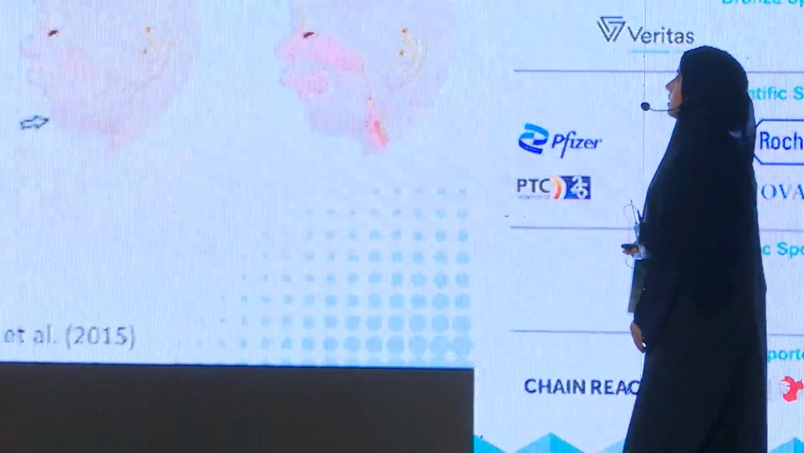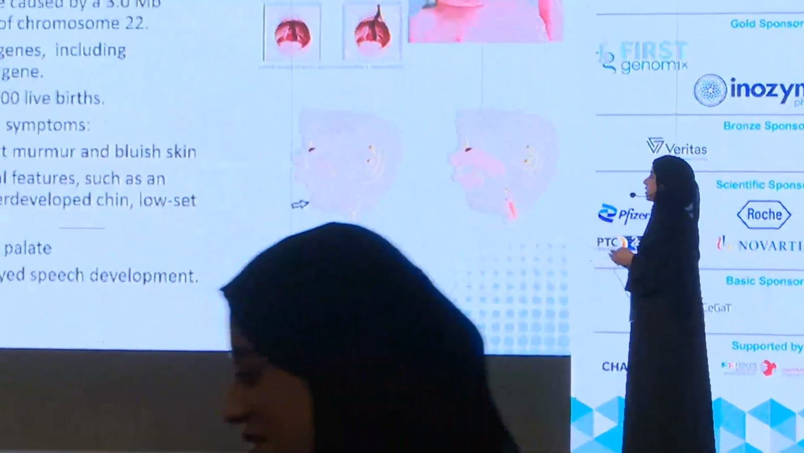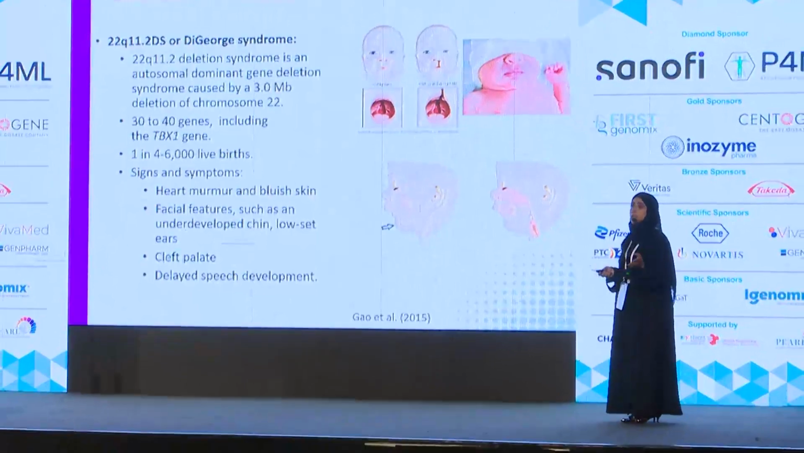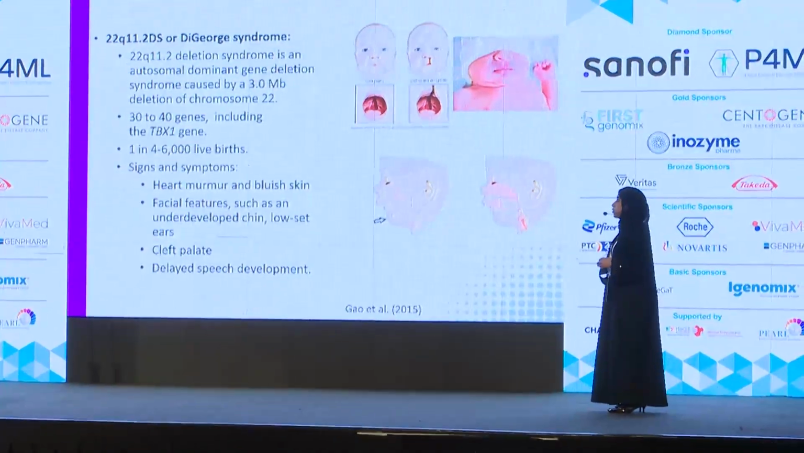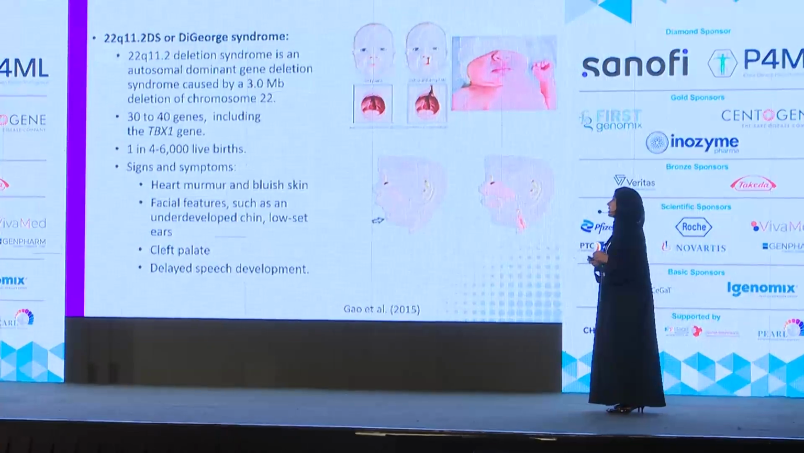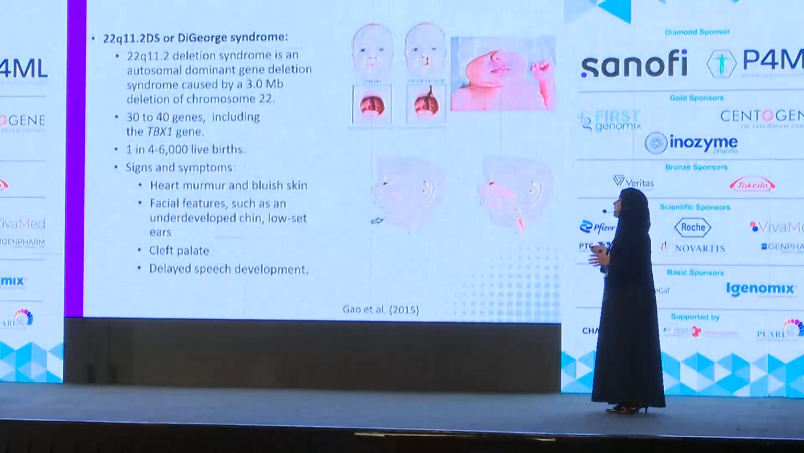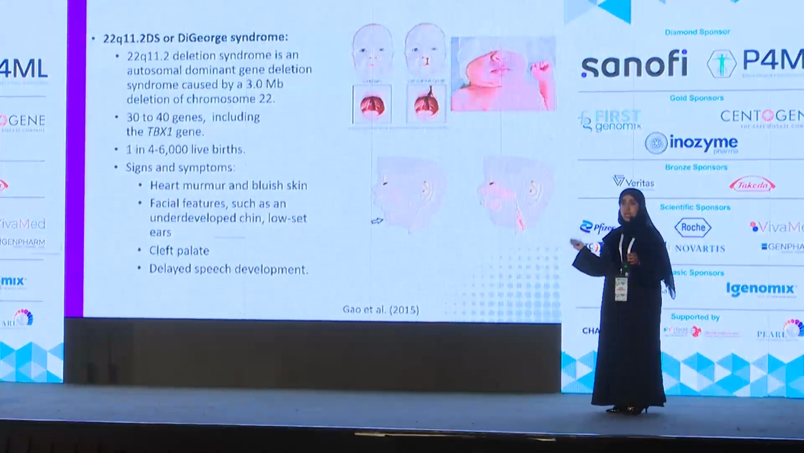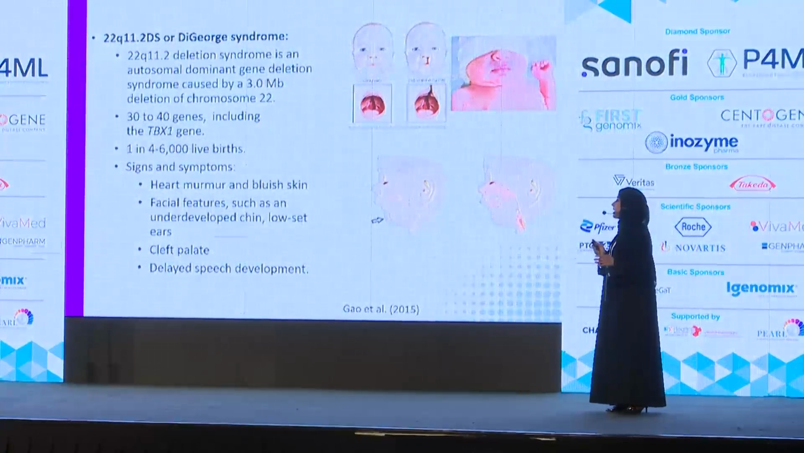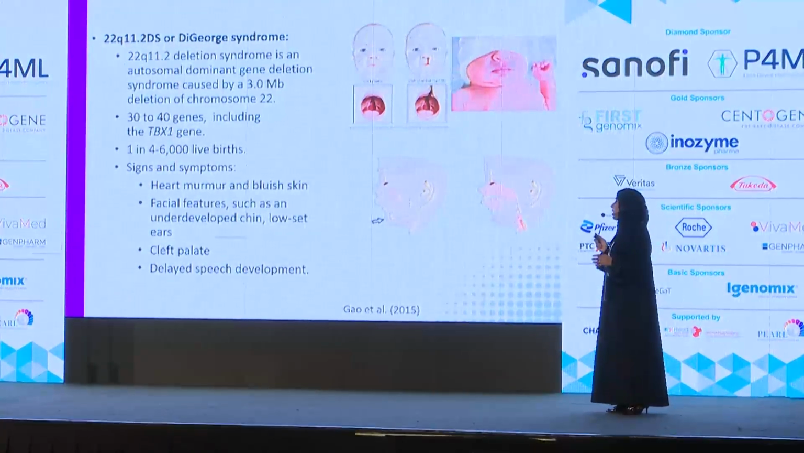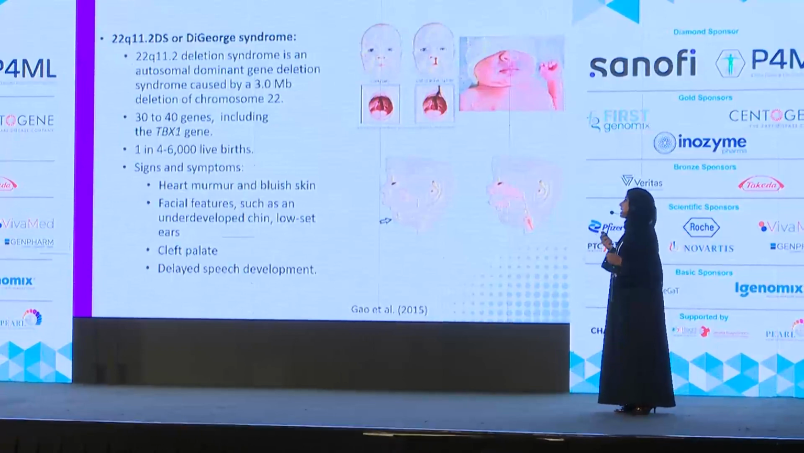So, to start, DiGeorge syndrome or 22q deletion syndrome is an autosomal dominant gene deletion syndrome caused by a 3 MB deletion of chromosome 22, and multiple genes have been associated with this syndrome, but the TBX1 gene is regarded as a significant contributor for the syndrome, and it affects 1 in each 4,000 to 6,000 live births.